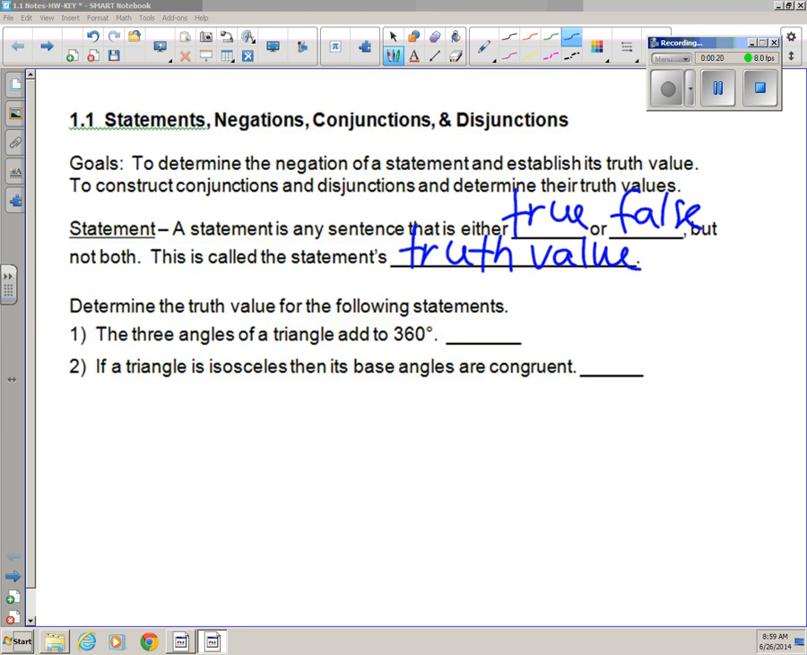So to determine the truth value for the following statements, these are some things that we hope you're coming in knowing already. So true or false, the three angles of a triangle add to 360. Hopefully you realize the answer is false because the three angles of a triangle add to 180. This one we hope you know too. If a triangle is isosceles, then its base angles are congruent. This is true. Isosceles triangles have two congruent sides, therefore the angles opposite those two sides happen to be congruent.